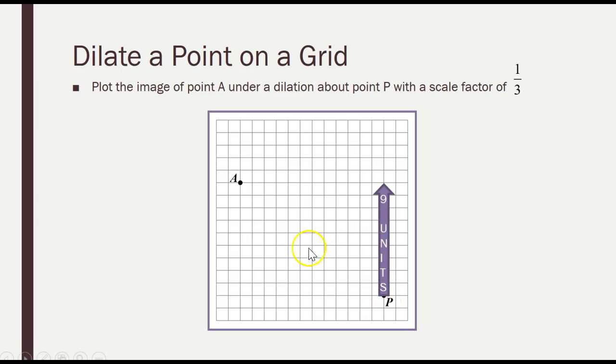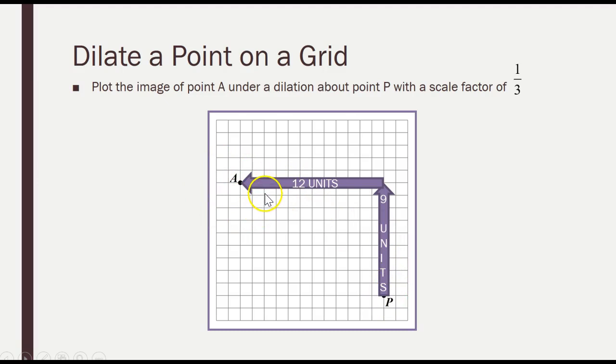To think about where A is in relationship to P, we could think about this as a diagonal length, but diagonal lengths are not always the easiest to count. We would have to use a distance formula. So I like to think of it in terms of vertical and horizontal distance. We had a vertical distance of 9 and a horizontal distance of 12. So to get from P to A, I would move up 9 over 12.